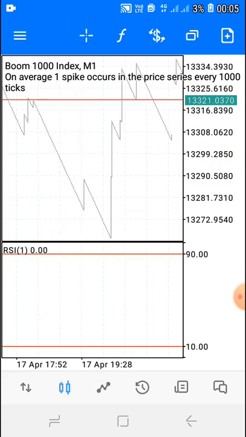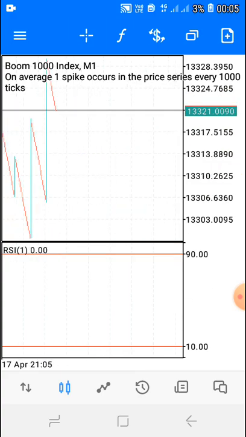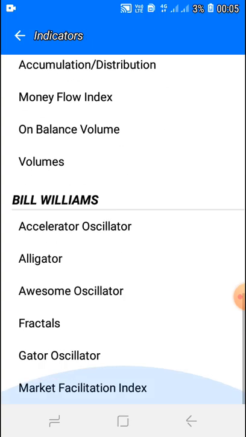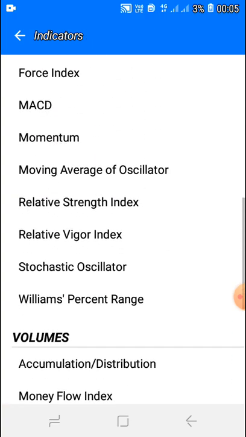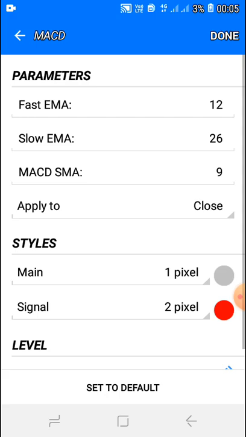And once you're done with your RSI, the next indicator that you're going to add to your chart is your MACD. Right, now make sure to add the MACD. So over here you guys can see this is the MACD. Now you're gonna leave the parameters like this: the fast EMA 12, slow EMA 26, MACD SMA 9, apply to close, styles main 1 pixel gray, signal 2 pixel red.